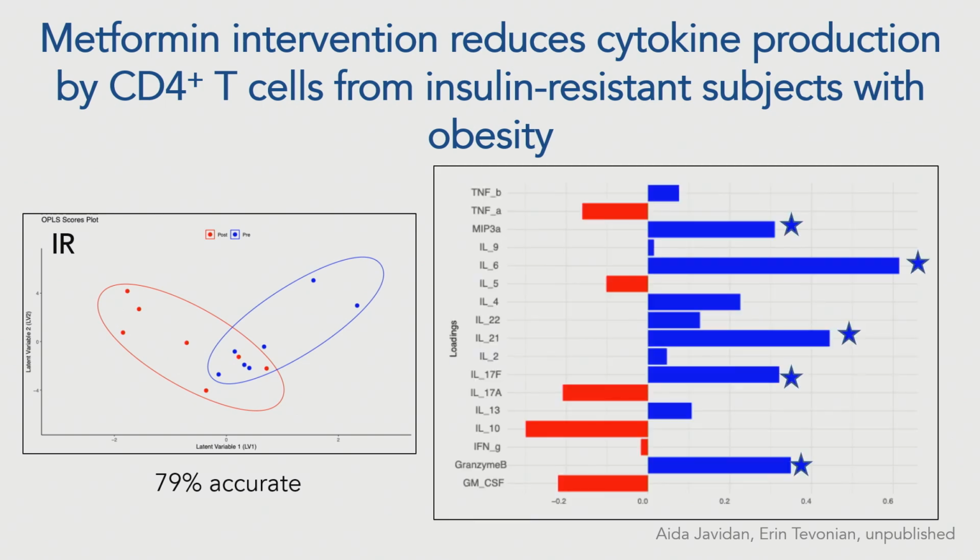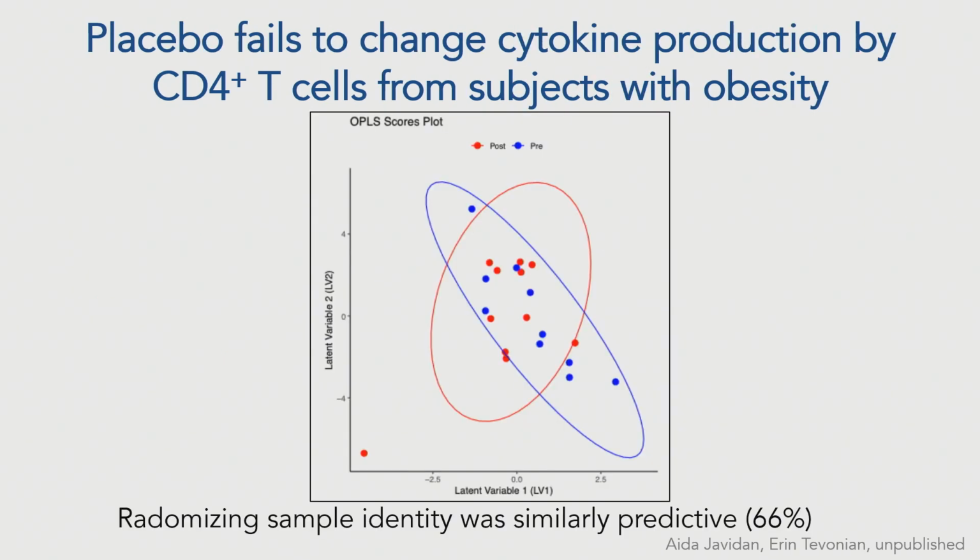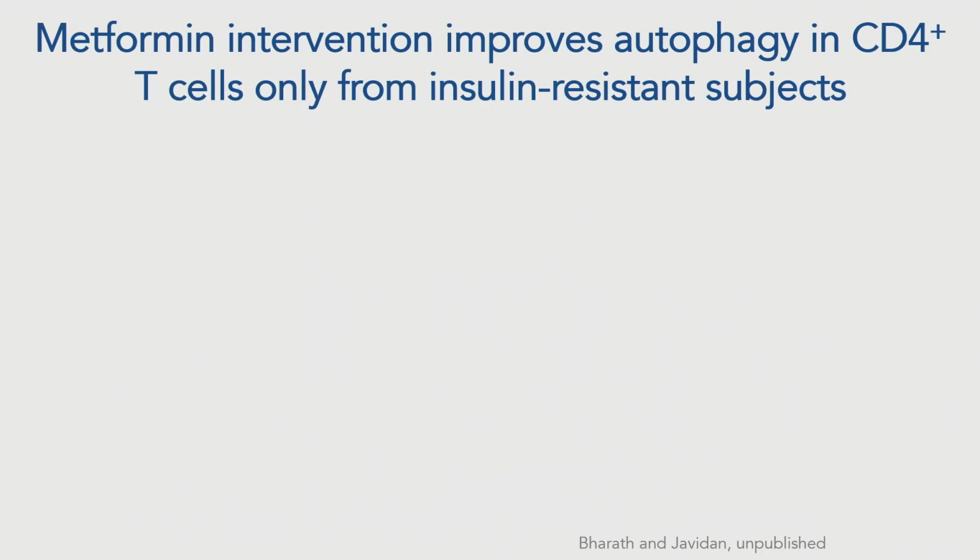And then when we asked which cytokines metformin specifically mitigated and especially lowered in this context, we see more or less a pretty strong Th17 signature, including Th17 support of IL-6 as well as IL-21 and IL-17F, telling us that metformin intervention, so this is a clinical trial, remember, reduces cytokine production by CD4 T cells, but specifically from people who are insulin resistant with obesity. All right, no effect of placebo.